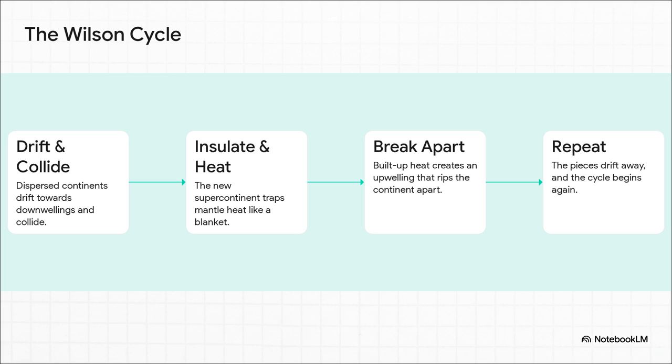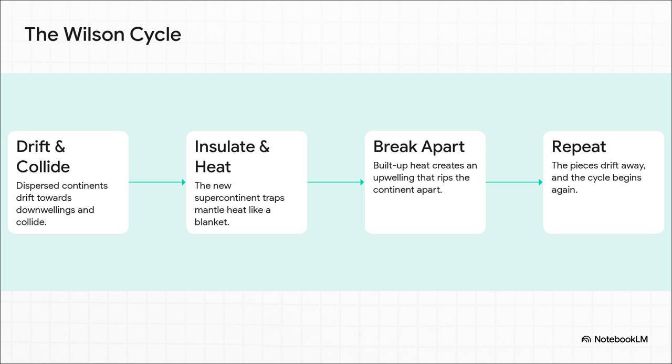But this new landmass acts like a giant blanket, trapping the planet's heat. That heat just builds and builds until a powerful plume of hot rock rips the supercontinent apart, sending all the pieces scattering once more. So you see, the continents shape the mantle's flow, and the mantle, in turn, decides the fate of the continents.